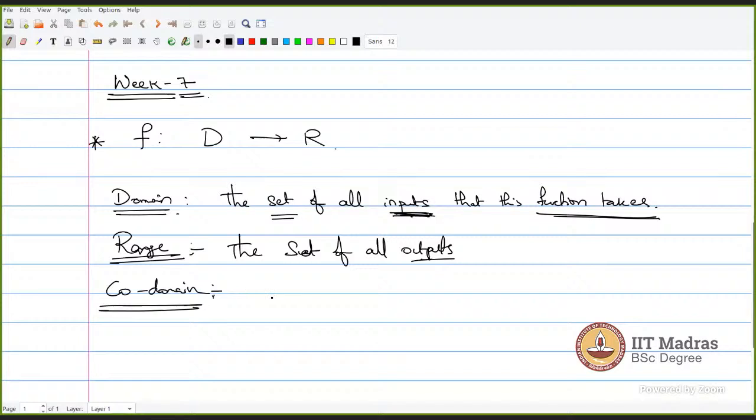The codomain is the set of all possible values the outputs can take, or simply we can say where we expect our output values to lie.